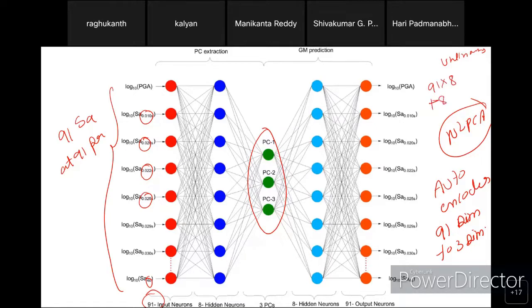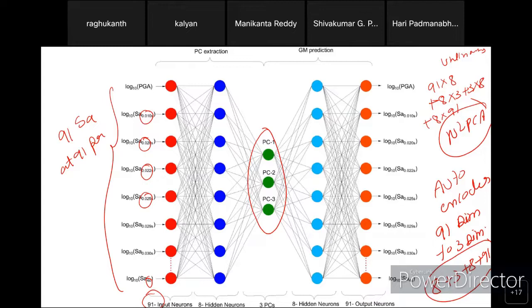You can easily calculate: 8 into 3 plus 3 into 8 plus 8 into 91. These are the weights. And then you have biases, 8 plus 3 plus 8 plus 91 actually. So has any of you got the answer? Verify, okay. I think it turns out to be 91 into 8, plus 8 into 3, plus 3 into 8, plus 8 into 91, plus the biases, something around 1600 it turns out to be, okay?